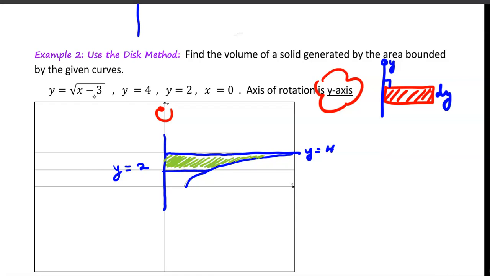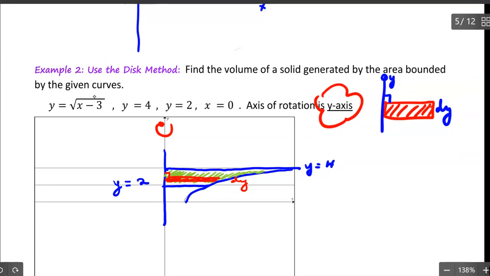And then what is my element? The element is perpendicular to the axis of rotation. So in this case, I should have the horizontal element of dy. So here is my dy, perpendicular to the axis of rotation. That means it will rotate over to this side. It will rotate the exact same over to this side of the y-axis.